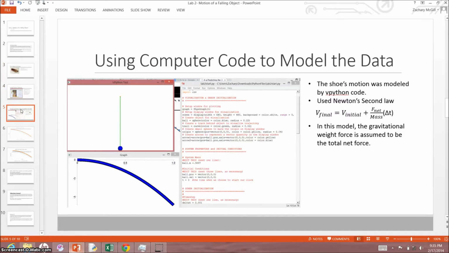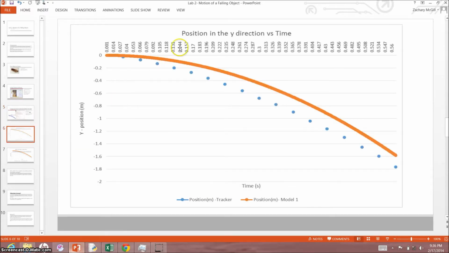Moving on to the models we created using VPython. These models are all based on Newton's second law, which is v final equals v initial plus F net over mass times delta t. And in this case, we actually have F net in both models. In one, it's just the weight force, and the other, it's the weight force minus the drag force, which is different from the first lab. So we'll go ahead and look at the first model, which models the motion without a drag force.